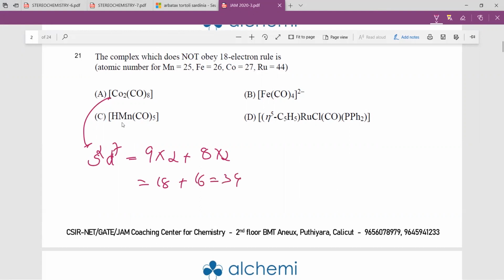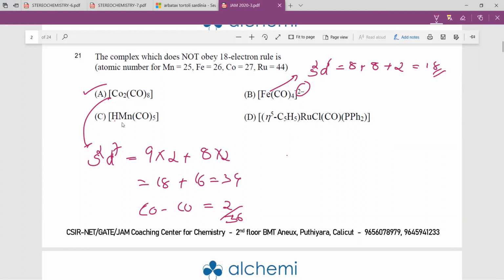And we know there are 2 cobalt here, so there is a cobalt-cobalt metal bond present that provides 2 electrons. So total 36 electrons, so it follows the 18 electron rule. In this case, iron's electronic configuration is s2d6, so 8 electrons, plus CO provides 2 into 4, that is 8 plus 8 plus 2. So it also follows the 18 electron rule.